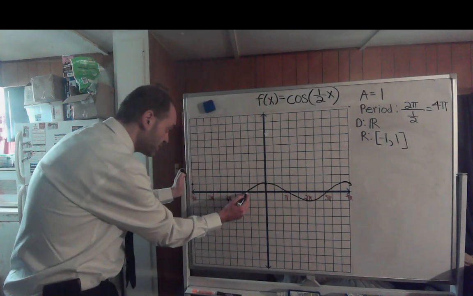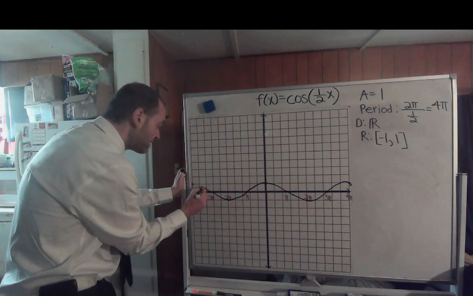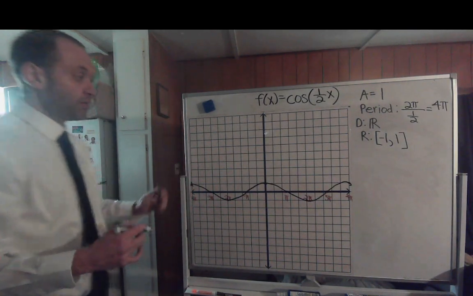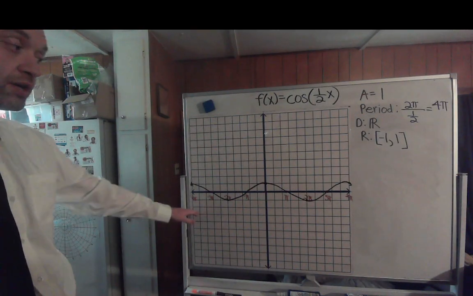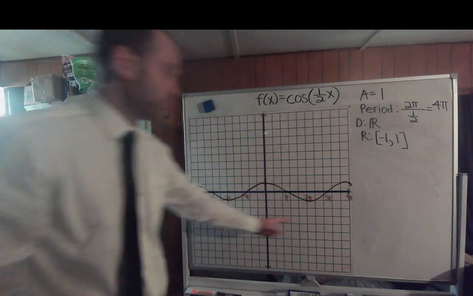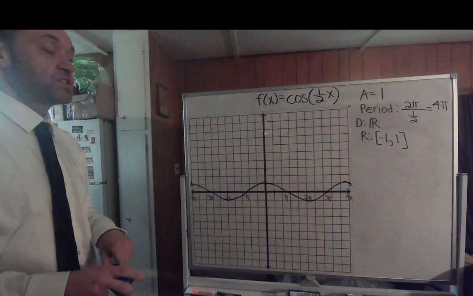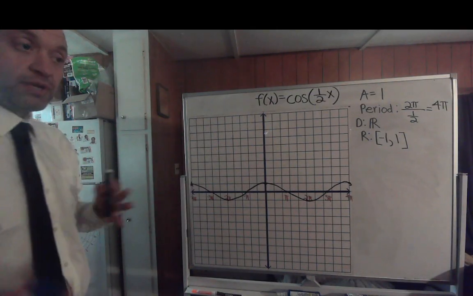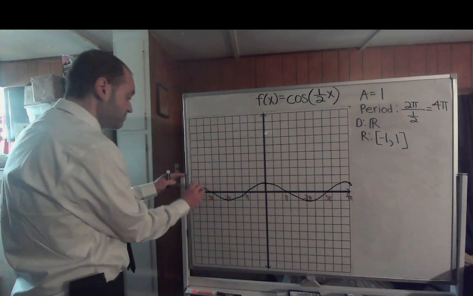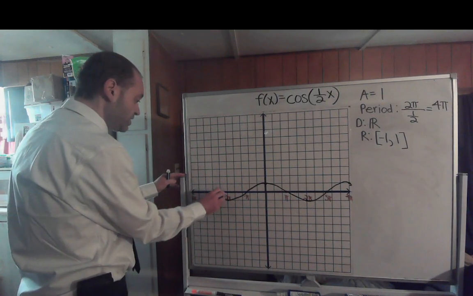So there's going to be my graph. As you see, my range hasn't changed, but my periods have. I go from -4 pi to 4 pi this time. Alright, so we've done some change in period. Now we need to do some vertical and horizontal shifts.